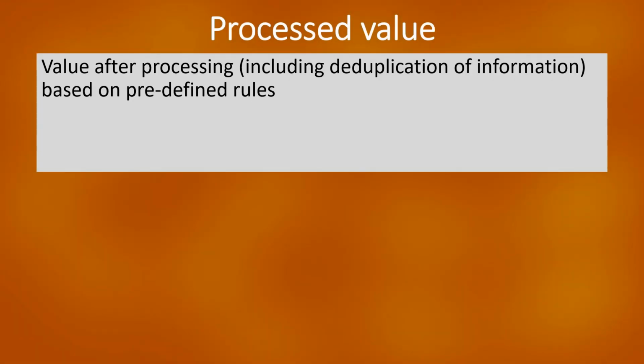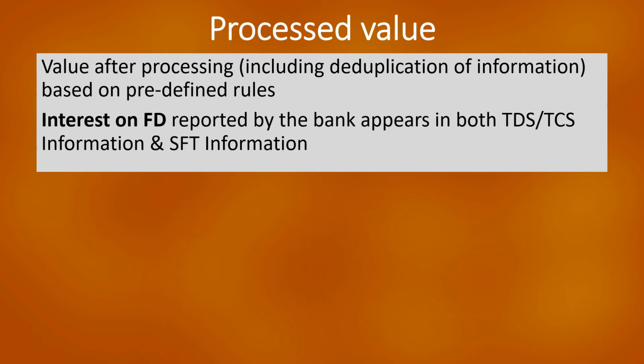What is processed value? Value after processing including deduplication of information based on predefined rules. So that means duplications are removed. Income tax department says this processing is done based on some predefined rules. As of now, I do not know what exactly are these predefined rules. So I can think of an instance. Interest on FD reported by the bank appears in TDS, TCS information and SFT information. So the transaction appearing in TDS, TCS information would be considered for the purpose of processed value.